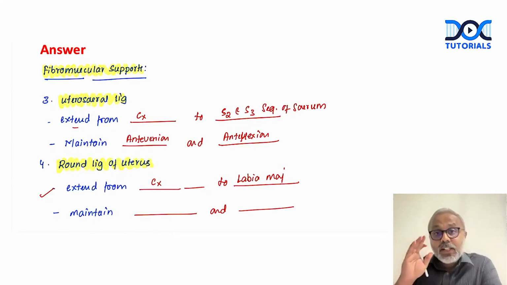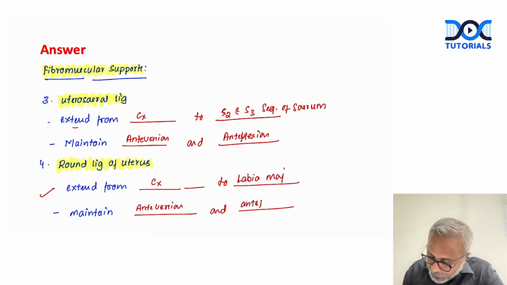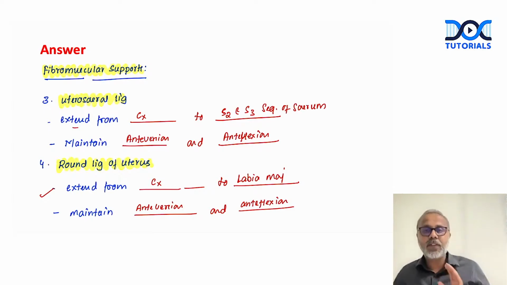But again, the uterosacral ligament and the round ligament have the same action on the uterus, right? How? Remember, these also prevent anteversion and anti-flexion. This is how you need to write it. So this is how you explain the primary supports. Done. Start with the muscles, then the visceral supports, and then the fibromuscular supports.